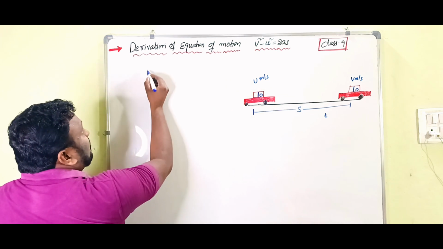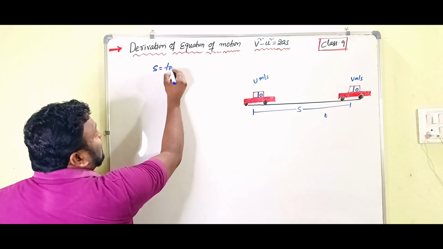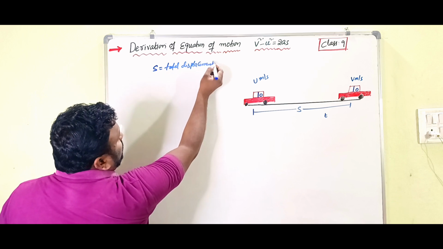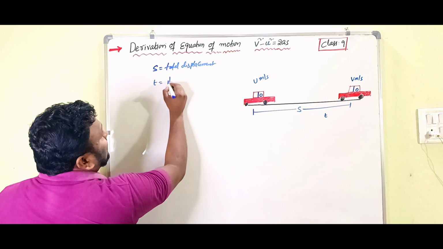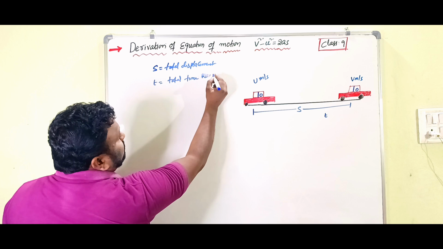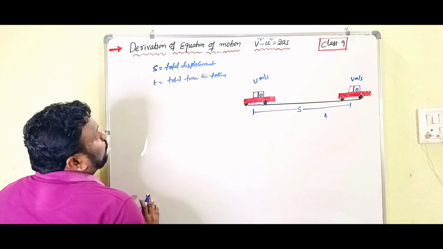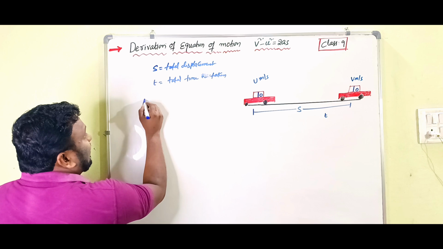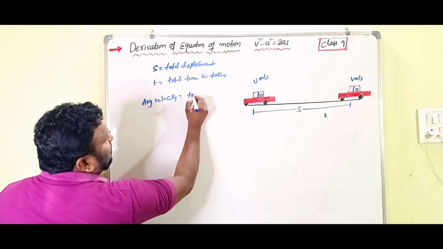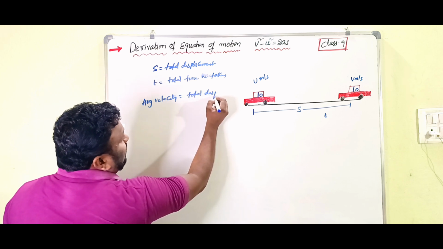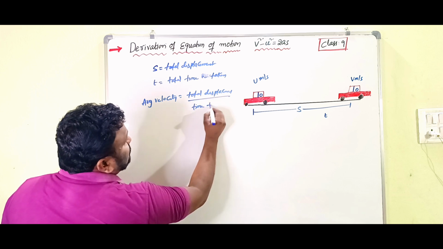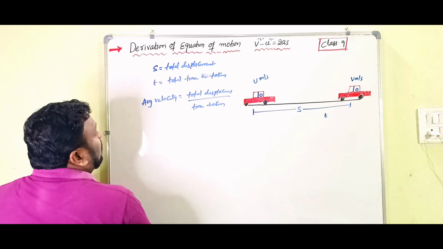In this case, s is the total displacement covered, and t is the total time taken. So what do we write, children? We know that average velocity is equal to total displacement by time taken. So this is the formula for average velocity.